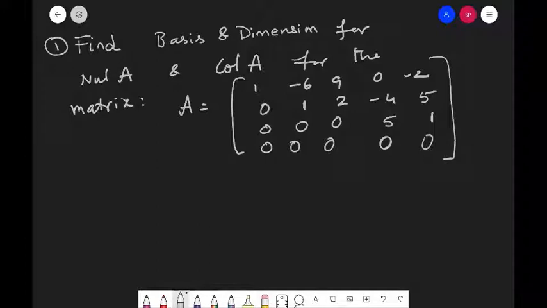Now we will do a problem in which we will find the basis and dimension for both null A and column A for the given matrix. The procedure of reducing to echelon form, which is required for null A and column A, is the same for both. So after reducing to echelon form, we will conclude what the basis for null A is and what the basis for column A is. So I have taken here a matrix A and we have to find null A and column A.